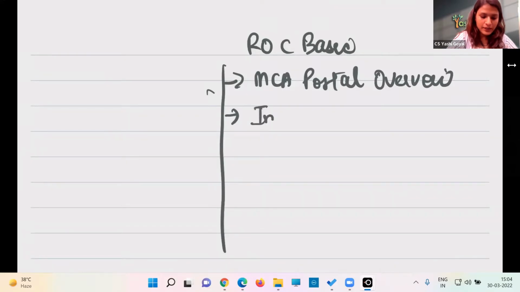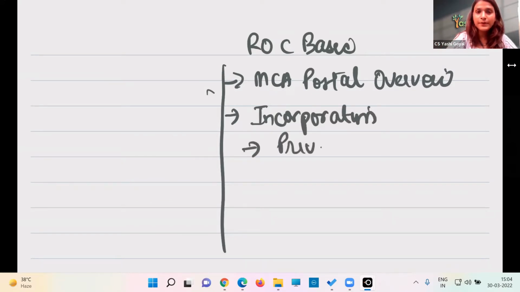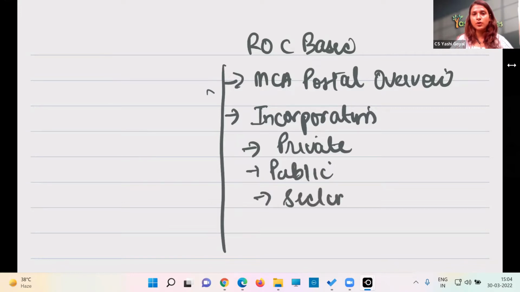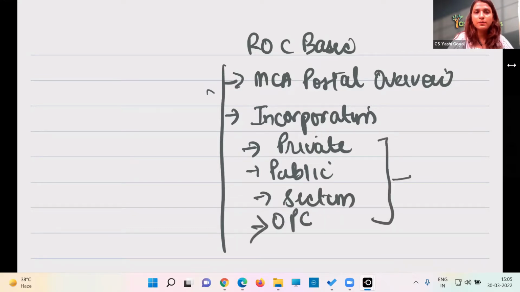So incorporation basically means the registration of different types of companies. The different types of company would include the private company, the public company, the Section 8 company, and the OPC. OPC means one-person company. While we would be doing these incorporations, that is private, public, Section 8 and OPC, the practical aspects would be covered. Practical aspects means I would be getting the real-time data and processing the data in front of you. I would be filling up the form, uploading it over the portal, and generating the challan also in front of you.